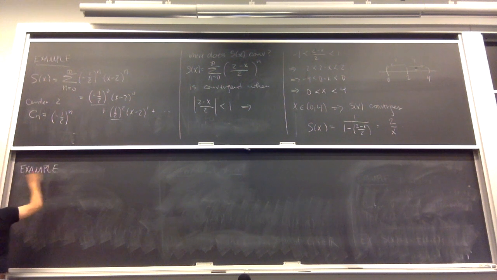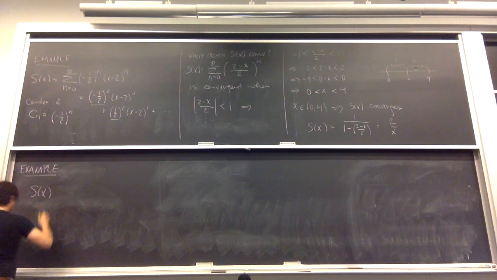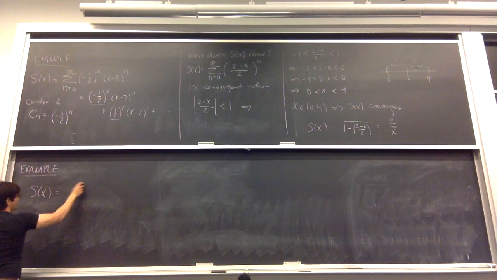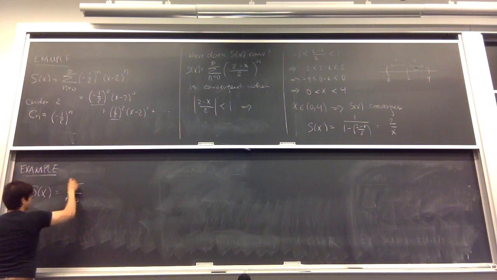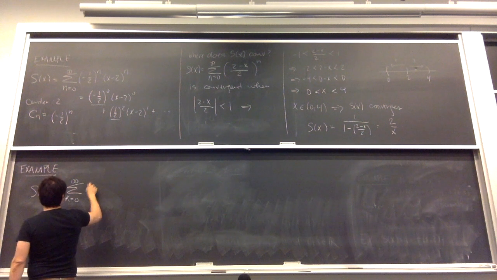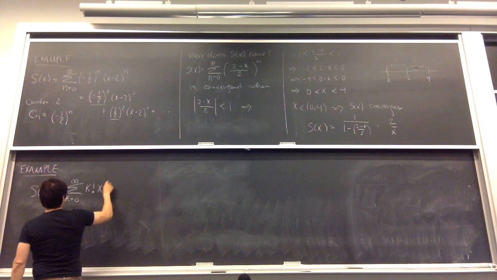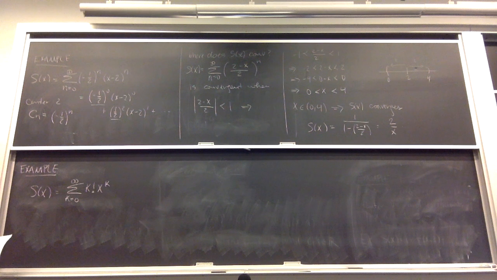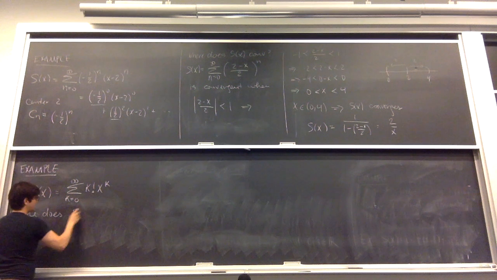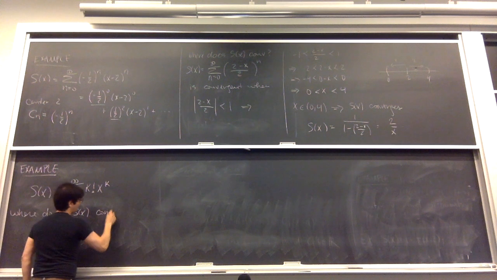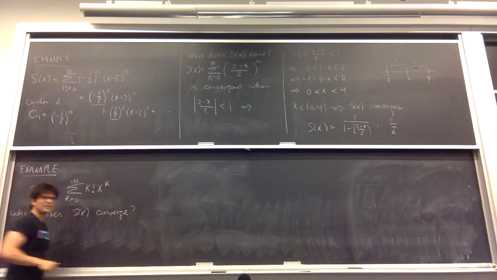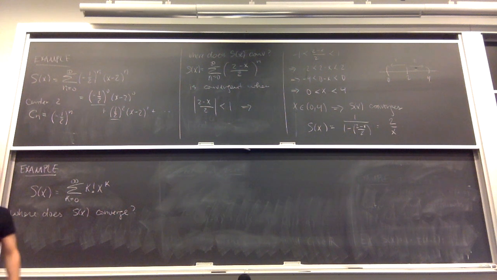Okay, so here is another power series: the sum from k equals 0 to infinity of k factorial x to the k. And I want to know where does S of x converge? Later on, I'll just be saying something like find the radius of convergence. I haven't defined that yet, so I'll just phrase it like this. So what would we do here?